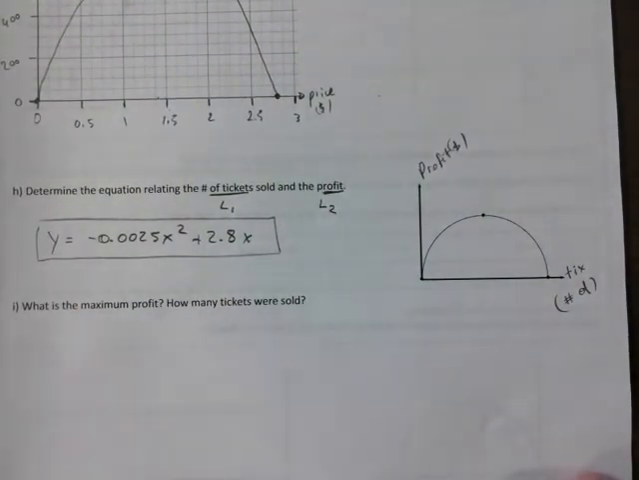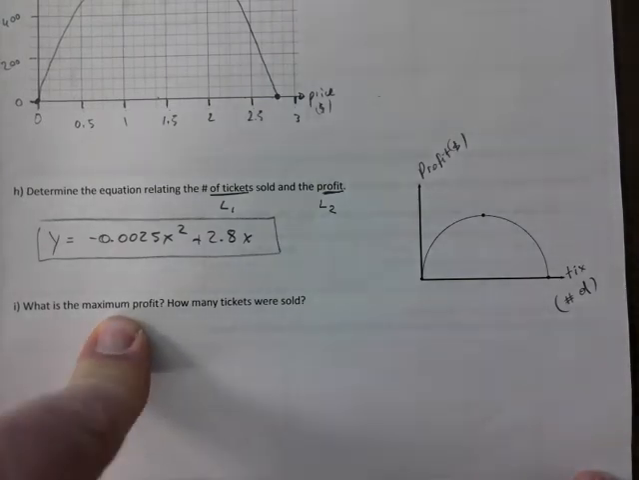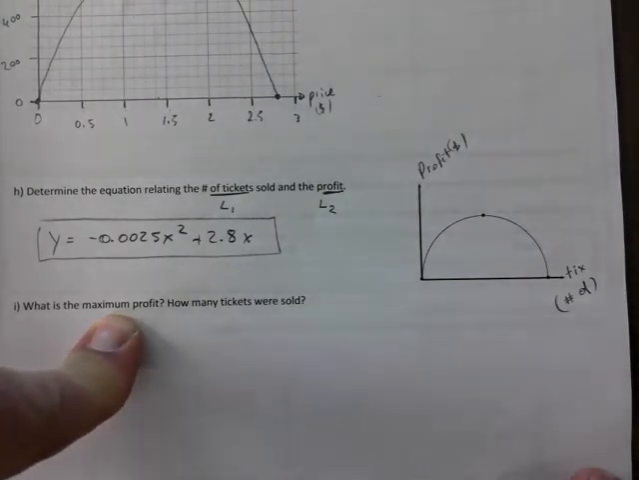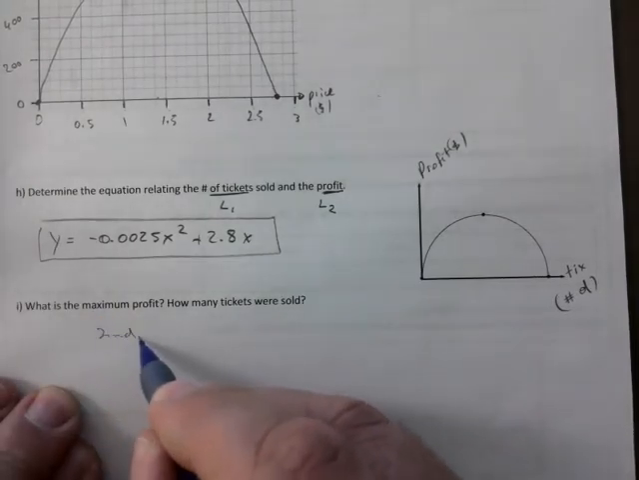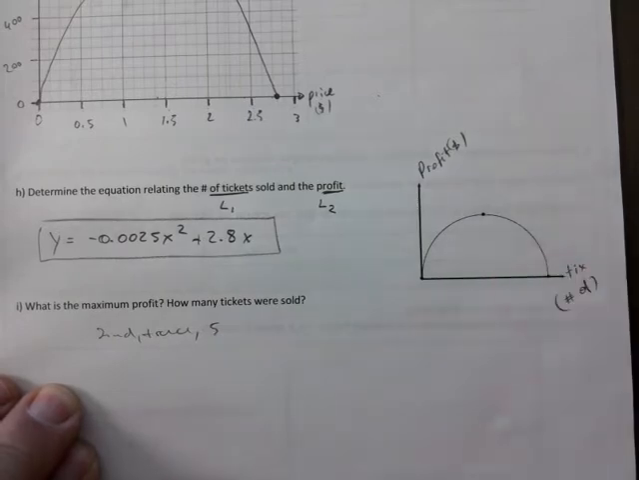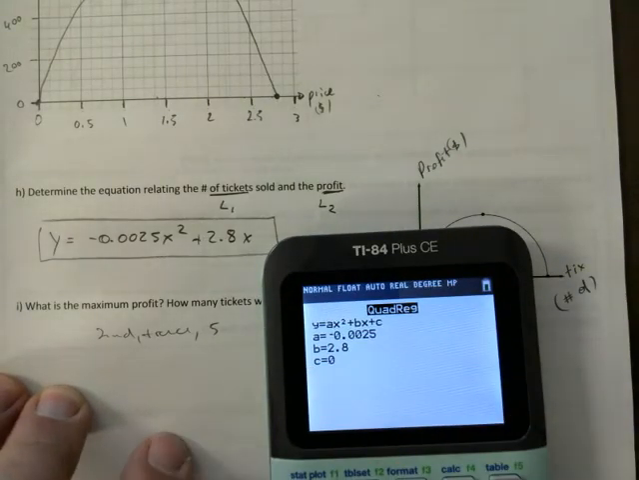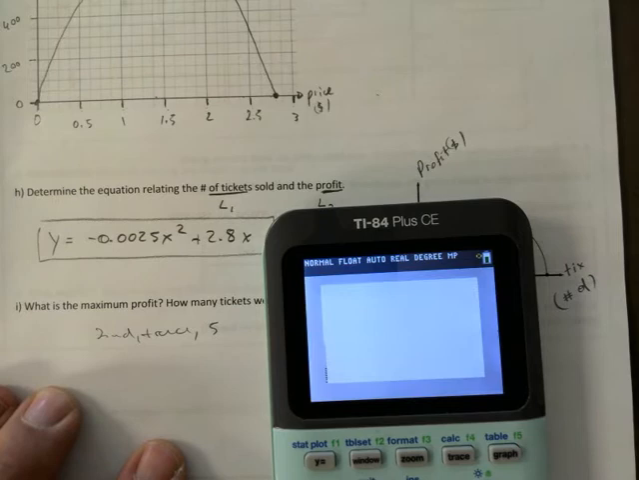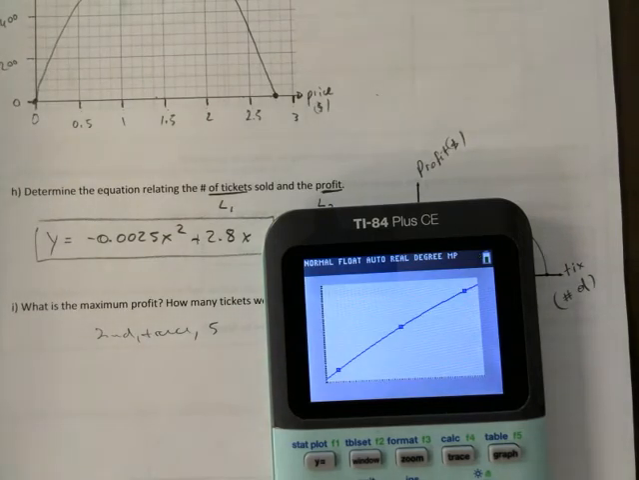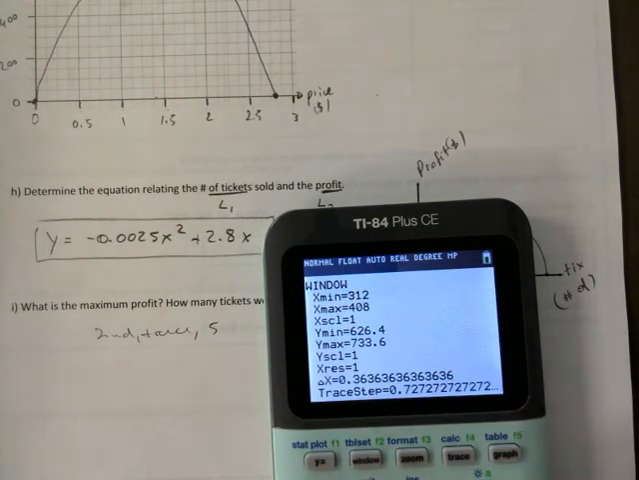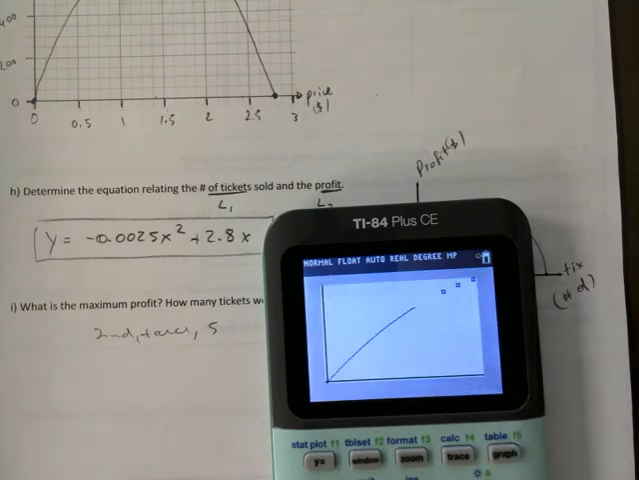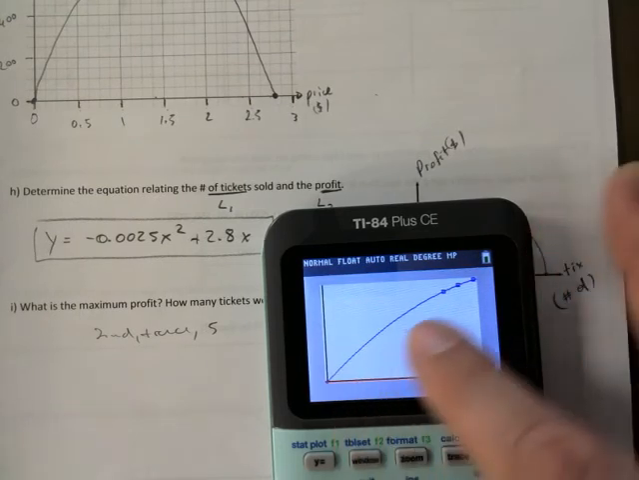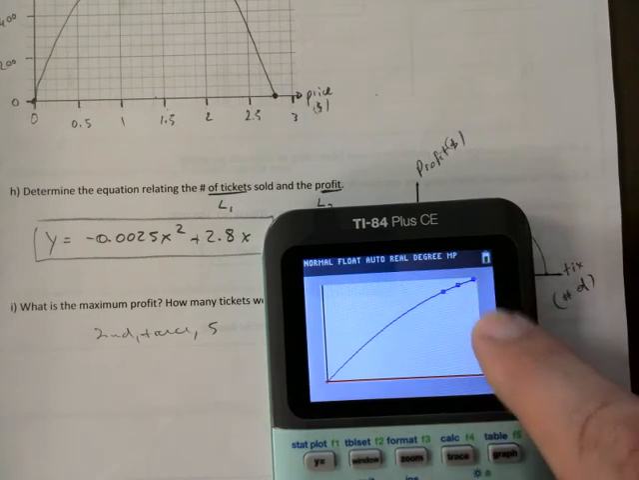Let's find out the maximum profit. What do you think it's going to be? You can already tell that it's going to be 784. I just want you to see it for sure. So second, trace 5, but the x value will not be the same. Let's try zoom 9. Oh boy. You go window, x min -5 there. Y min, I'm going to go -10. Try it again.